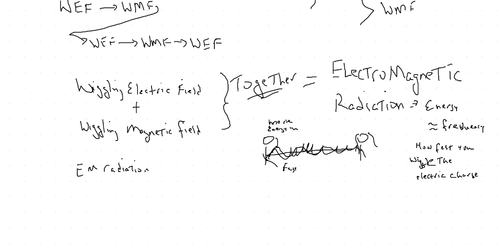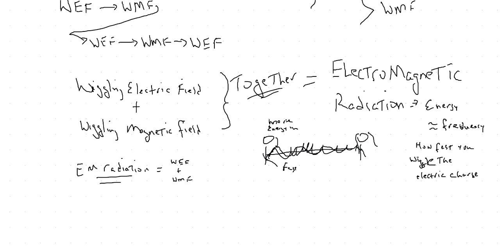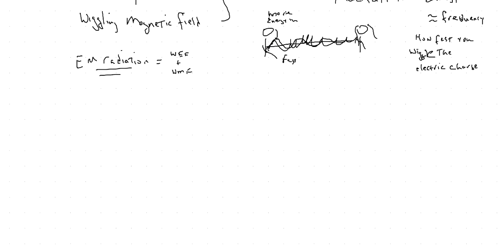Okay, electromagnetic radiation is wiggling electric fields and wiggling magnetic fields. And just quickly, we produce what's called the electromagnetic spectrum. We'll spend a lot more time on this, but it's good that you hear it more than once, the electromagnetic spectrum.